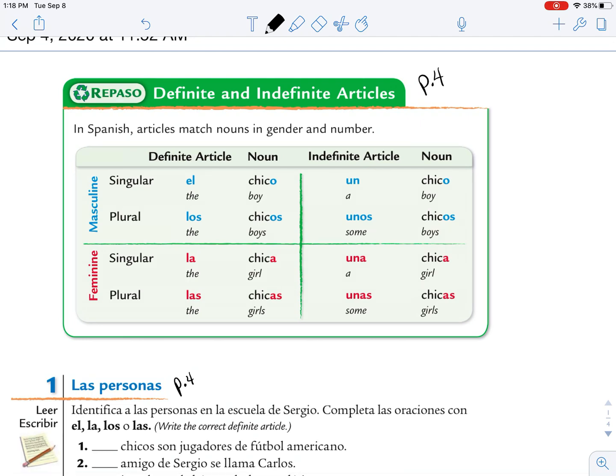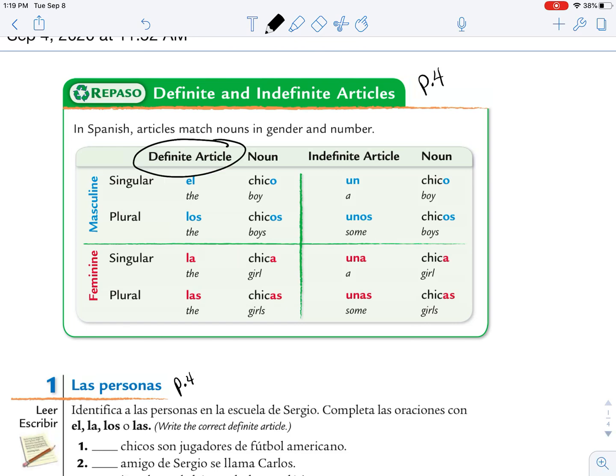All right. So in Spanish, we usually will have one of these articles in front of a noun, whereas in English, we don't always use them before a noun. So that's a little bit where English and Spanish differ. All right, so let's first go over the definite articles.